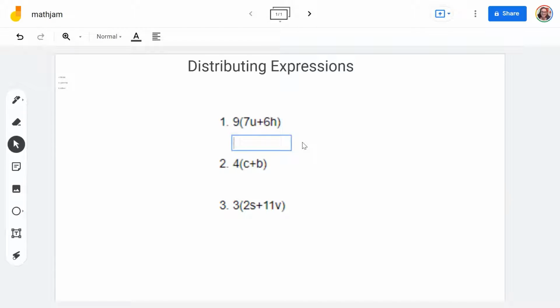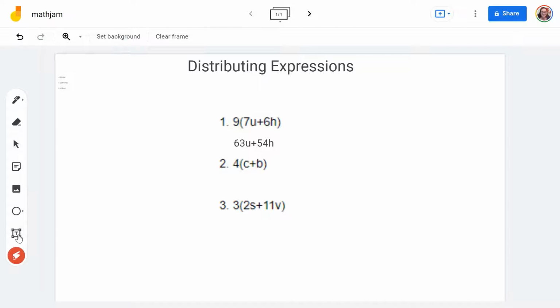So the first thing we need to do is figure out, what is 9 times 7u? Well, 9 times 7 is 63. Don't forget the u. So we have 63u. And we're going to be adding to that. Let's see, 9 times 6 is 54. So 54h. So you see how that works? We took our 9 and multiplied it by 7u, and then our 9 times 6h, and that gave us 63u plus 54h.